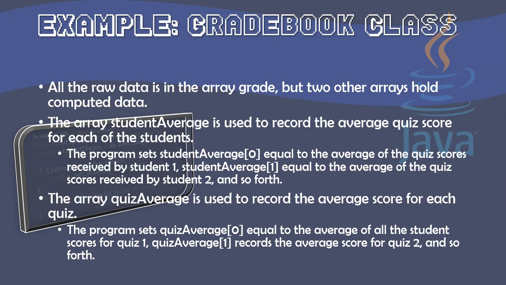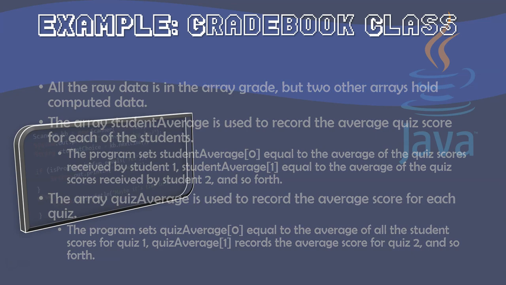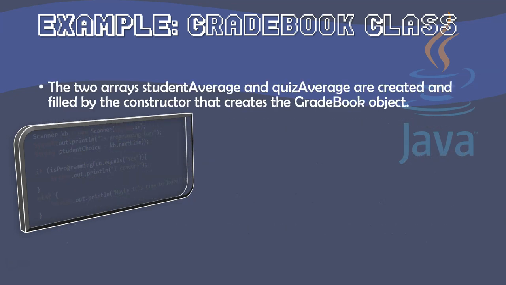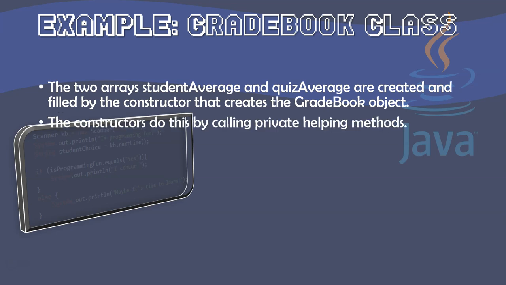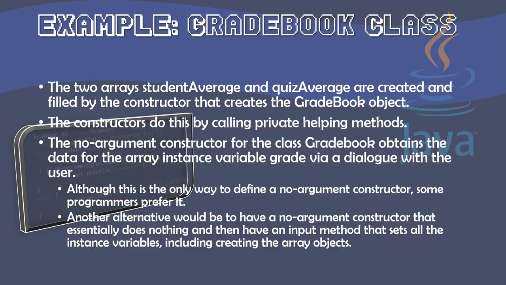So the program is going to set quizAverage[0] equal to the average of all the student scores for quiz 1. The quizAverage[1] would record the average score for quiz 2, and so on and so forth. Now the two arrays, studentAverage and quizAverage, are created and filled by the constructor that actually creates the Gradebook class. The constructors do this by calling private helping methods.